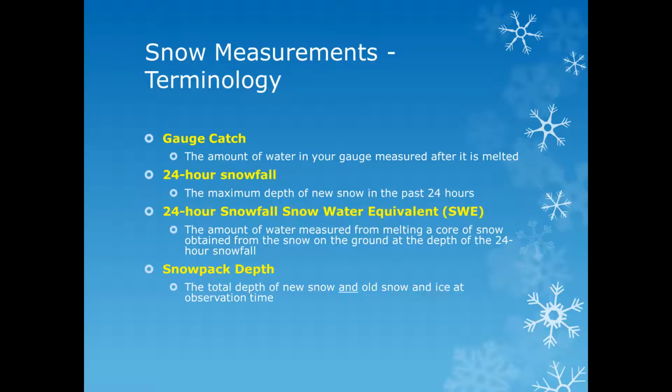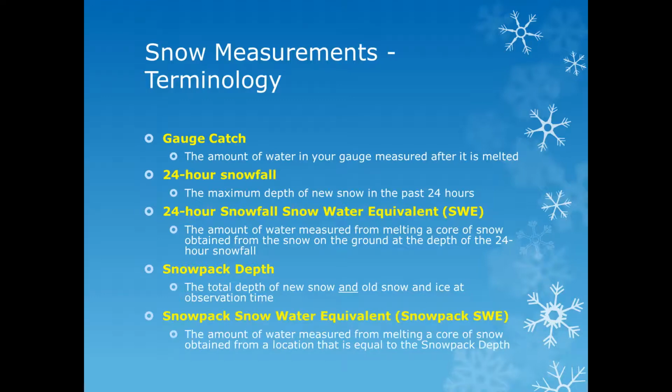Your snowpack depth is the total depth of new snow and old snow and ice on the ground at observation time. So this is an observation we would take every day that there's actually snow on the ground. Sun shining, not a cloud in the sky, and you have 6 inches of snow on the ground, you report your snowpack depth that day.